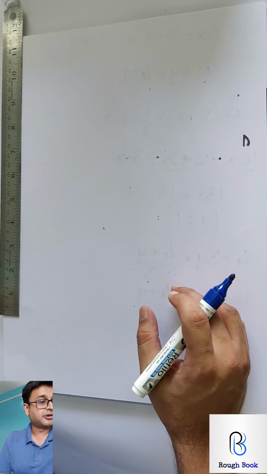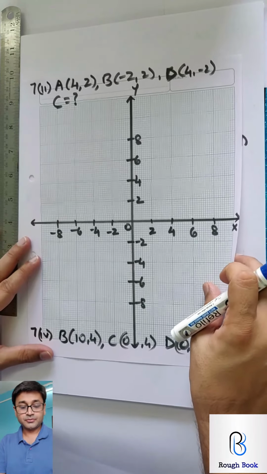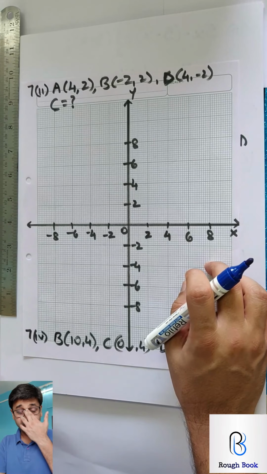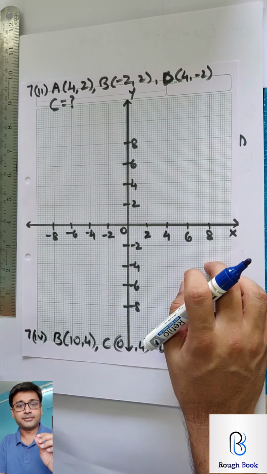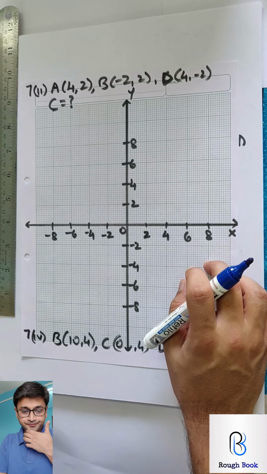I want you to try sum number 7 part 2. Read the question, draw the diagram, pause the video and see how far you can go. Once you're done, come back. It's going to be very simple. 90% of kids will get it on your own. I have full confidence in you all. Come on, pause it right now.